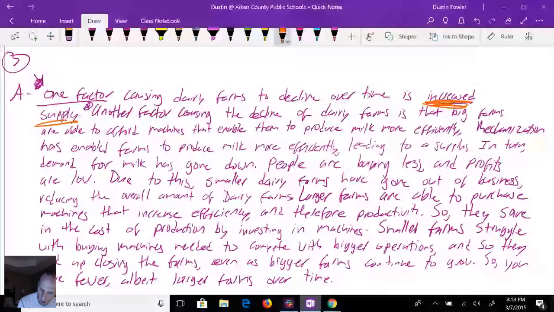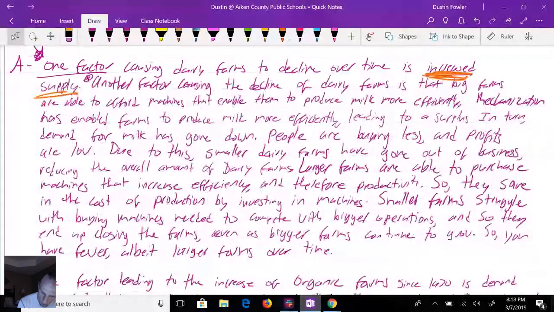Another factor causing the decline of dairy farms, number 2, is that big farms are able to afford machines. Guess what? If I'm a reader, and right now I'm using the rubric, I just gave an ID for increased supply, and an ID for the machines, because if you look at the rubric we just saw, you've got increased production of milk. I think that counts.